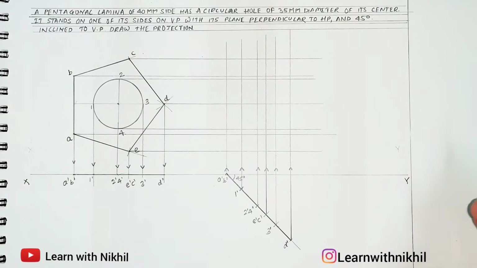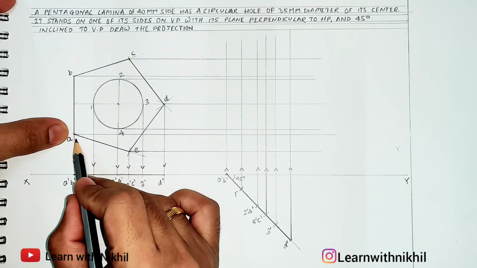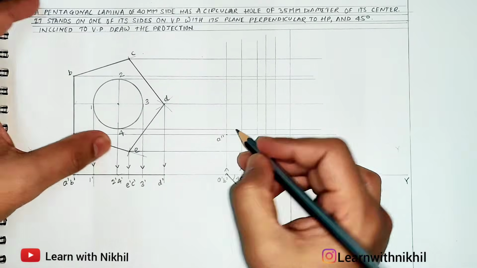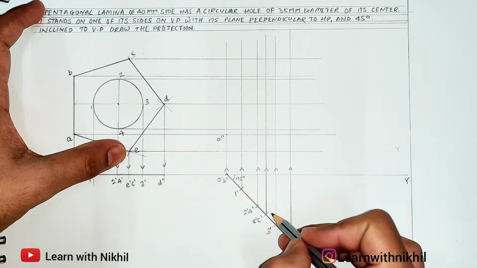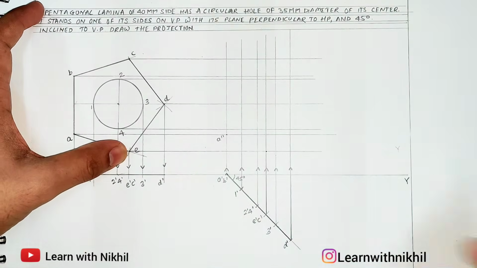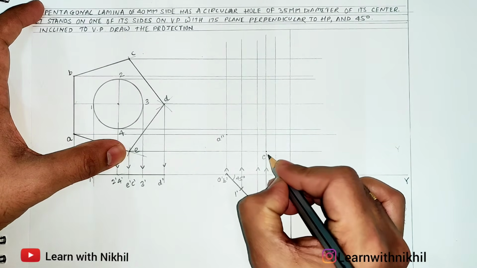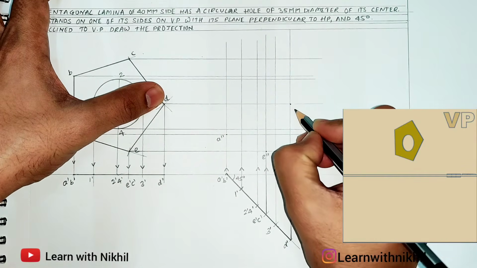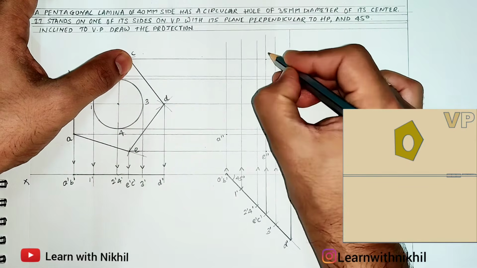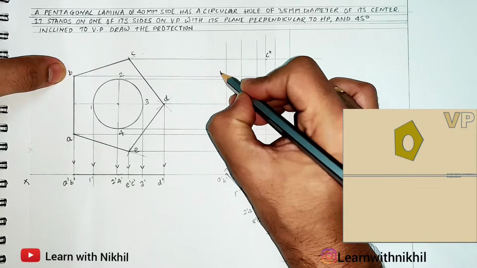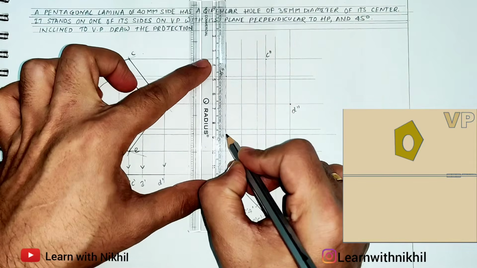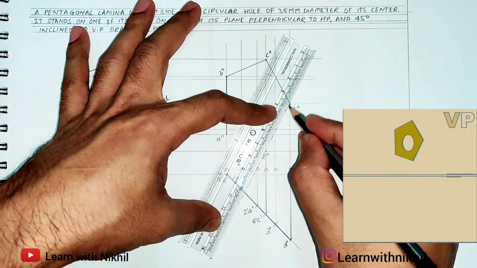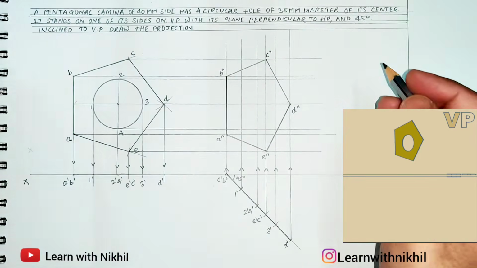Now the intersection points you have to find, the line intersection. This is A from here and A dash from here. This intersection will be A double dash. Then likewise you have to do it for everything. E dash will give us E double dash. Then D from here, D dash from here, this will give D double dash. Then C dash will be C double dash. B dash will be B double dash. Now joining this will give me the shape of the pentagon after the inclination to the VP at an angle of 45 degrees. So this is the shape of the pentagon after the inclination.